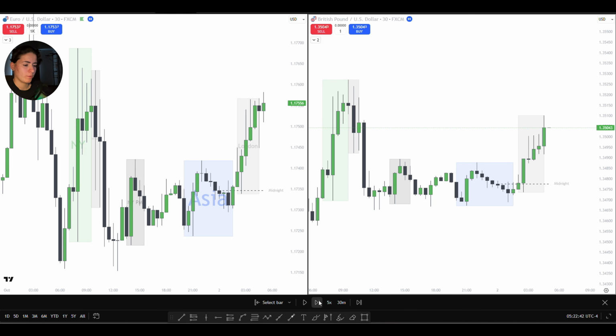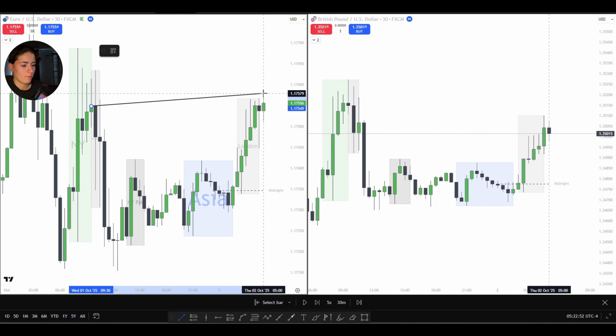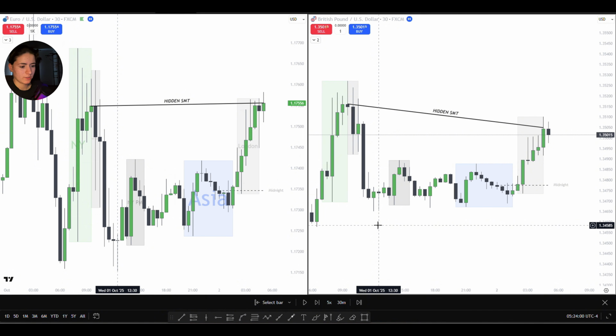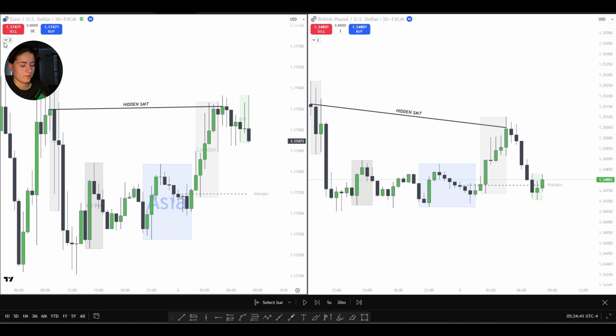Now let's move to a lower time frame to find our entry model. We are currently in the London session, so we are looking for an entry setup within this session. First of all, we can notice a hidden SMT divergence. If we look at this open level, we can see that on the Euro USD, the level was broken, but on GBP USD, it wasn't. As you can see, there was only a wick, meaning the candle didn't close above that level, and that confirms a hidden SMT divergence.